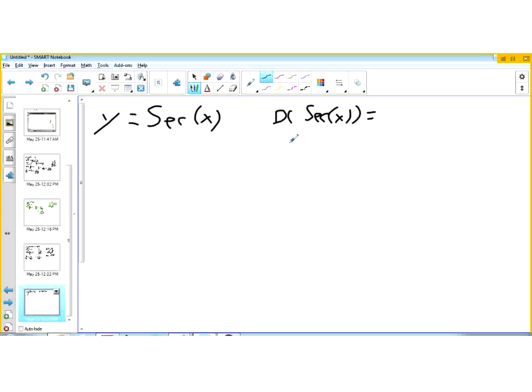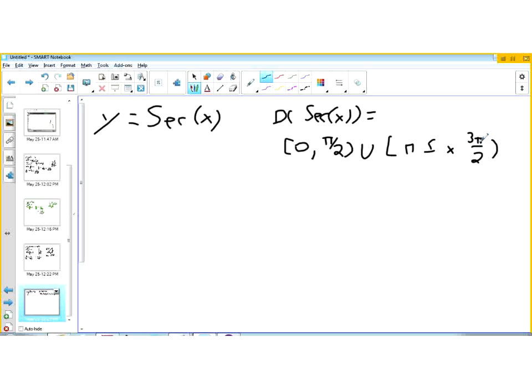Okay, so the domain of the secant function will be the interval on the x-axis from 0 to pi halves, union pi to 3 pi over 2. Okay, so we'll call this our domain. All right, so the domain of the principal secant. So now this will become the range of the arc secant function.